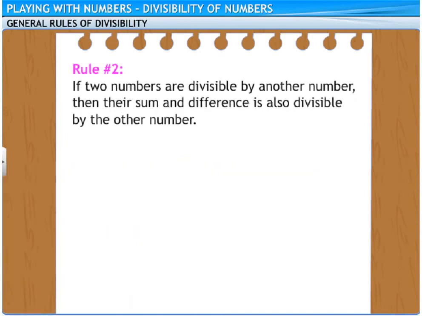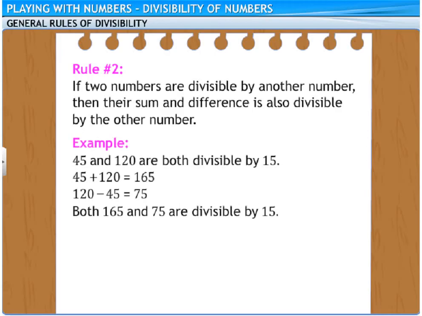The second rule states that if two numbers are divisible by another number, then their sum and difference is also divisible by the other number. For example, 45 and 120 are both divisible by 15. Thus, the sum of 45 and 120 is 165, which is divisible by 15. The difference between 120 and 45 is 75, which again is divisible by 15.